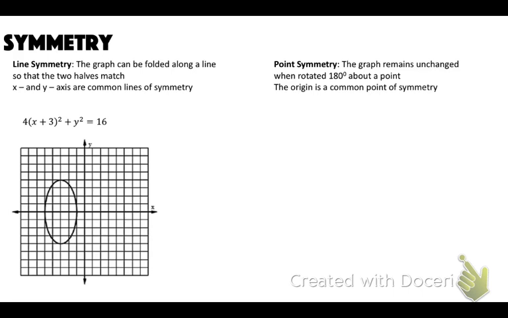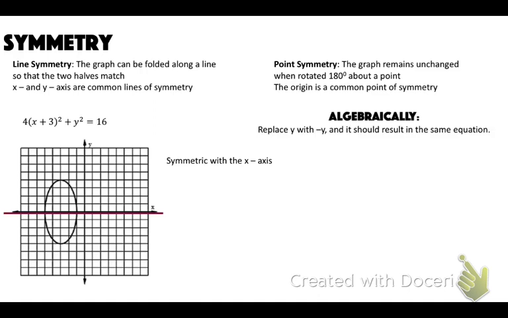Okay, this one. So this one is symmetric with the x-axis, and that means we are going to replace y with negative y. Please write down all these algebraic steps. X-axis, you replace the y's. Y-axis, you replace the x's. Origin, you replace both of them. So then here, if I just replace that y with negative y, you can see pretty quickly that it turns out to be the same thing.